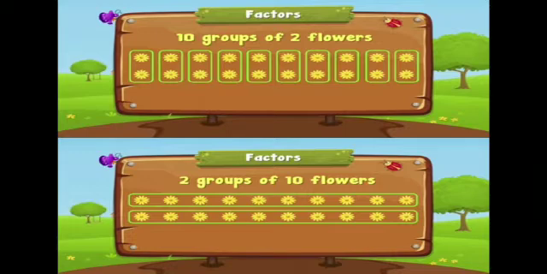Second one, look. Here, each group has 10 flowers. How many groups are there? Yes, 2 groups. That means 2 groups of 10 flowers. There is also no flower left. So we can say 2 and 10 are the factors of 20.